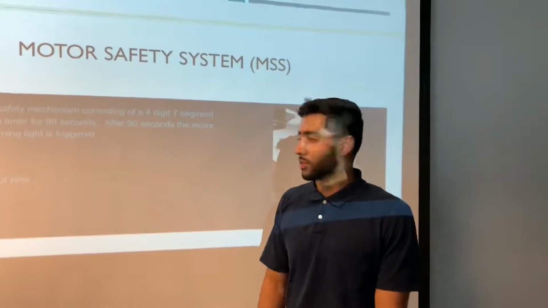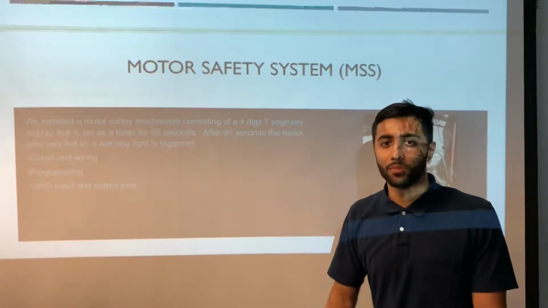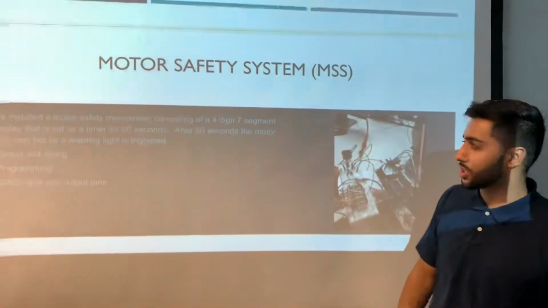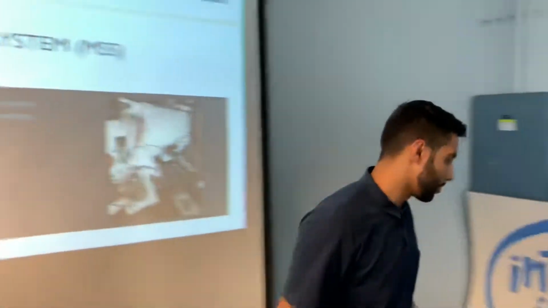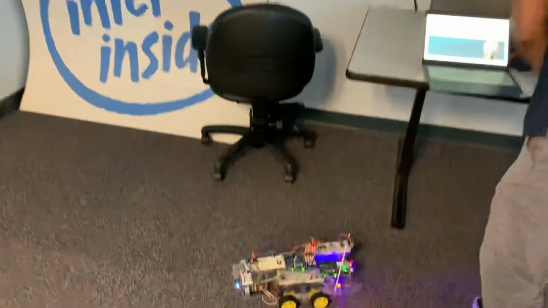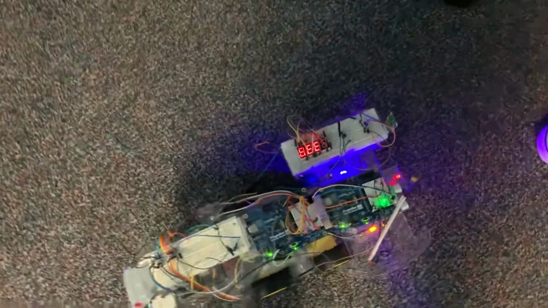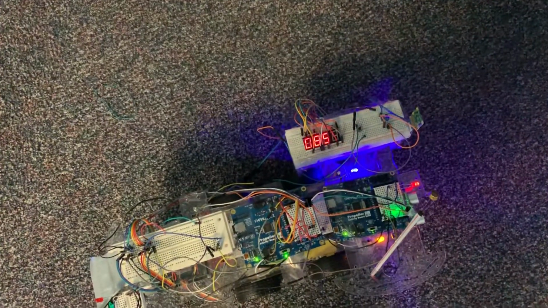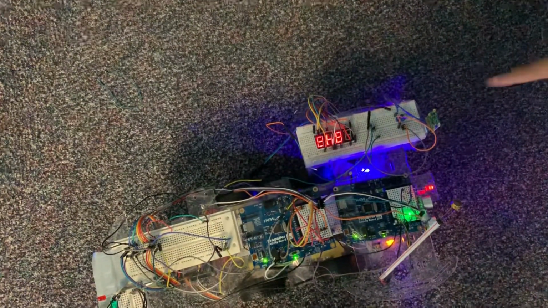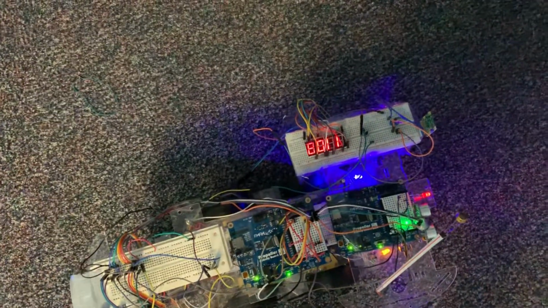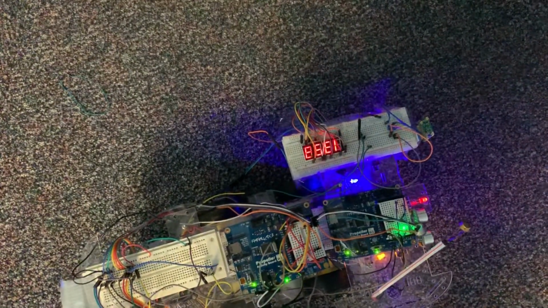There was a lot of GPIO input and output with the Raspberry Pi for this project, and I can show an example of it. This is a timer counting to 90 seconds, and once it reaches 90 seconds, the lights will be triggered and the motors will be shut down to avoid any damage to the motors.